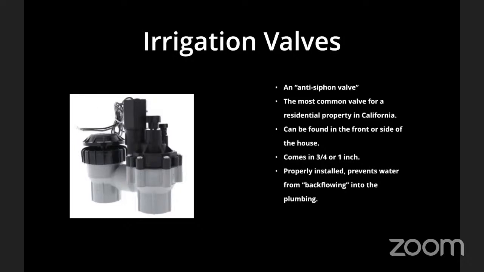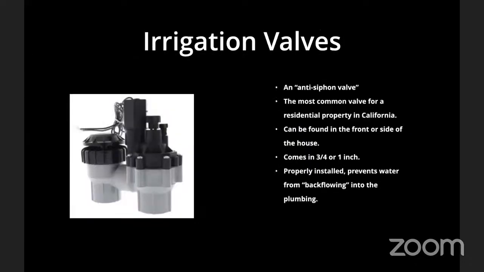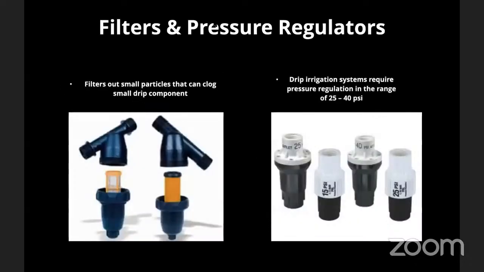Your valves are usually going to be in the front or on the side of your house. A typical valve in a Southern California landscape on an urban property is going to be 3/4 of an inch, and that's basically matching the pipe size, 3/4 of an inch pipe. On a larger property, you might have 1-inch valves, and with a larger pipe, you can water a larger area. But 3/4 is really, really typical. And the anti-siphon, again, prevents that backflow.